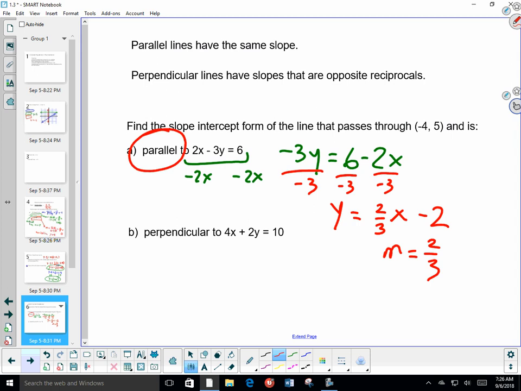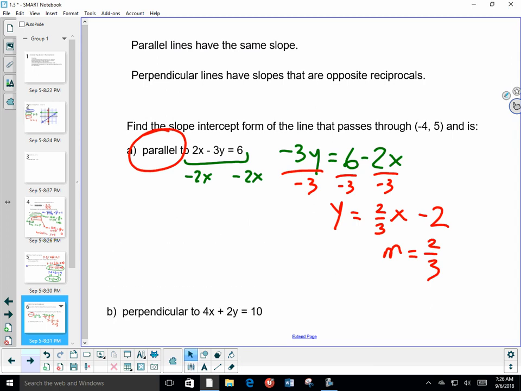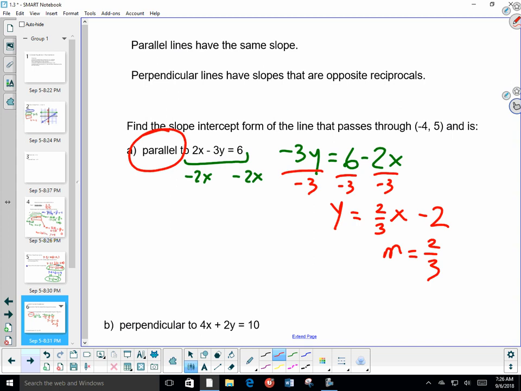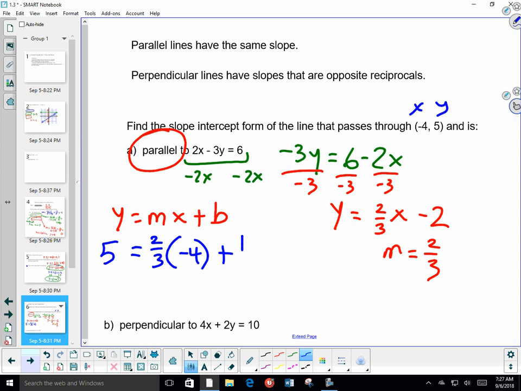And so let's write this. Slide this down a little bit. Let's write y equals mx plus b. We're going to fill in 2/3 for our slope, and we're going to fill in the x and the y that we were given, which is -4 for x and 5 for y. So we get 5 equals 2/3 times -4 plus b, and we still need to solve for b. So we get 5 equaling -8/3 plus b.